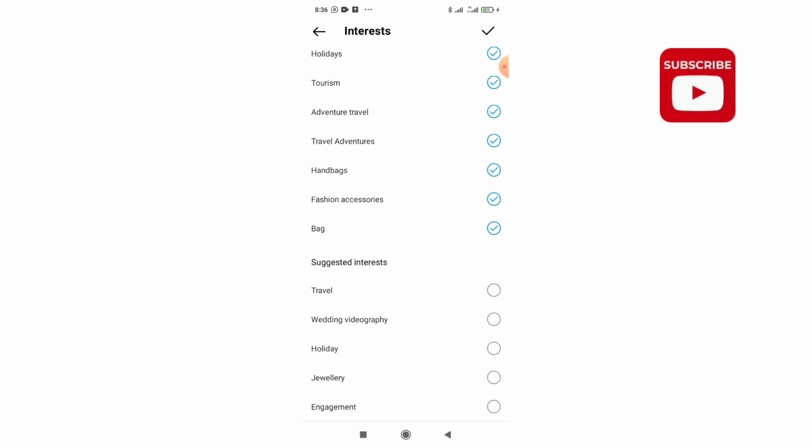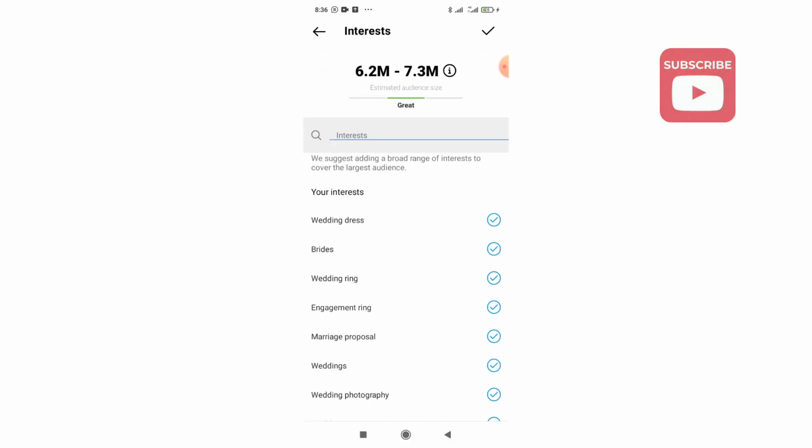So that is how it works. Okay. So pick your interest. People that you think that can be interested in what you sell.